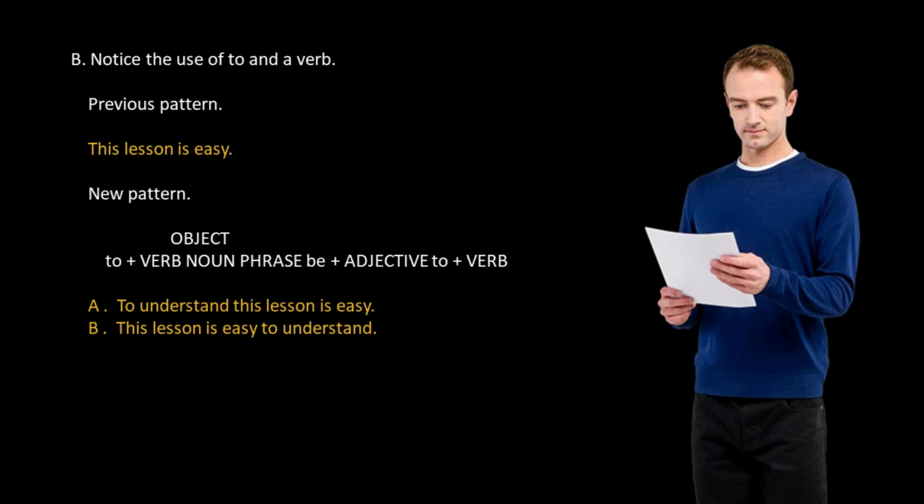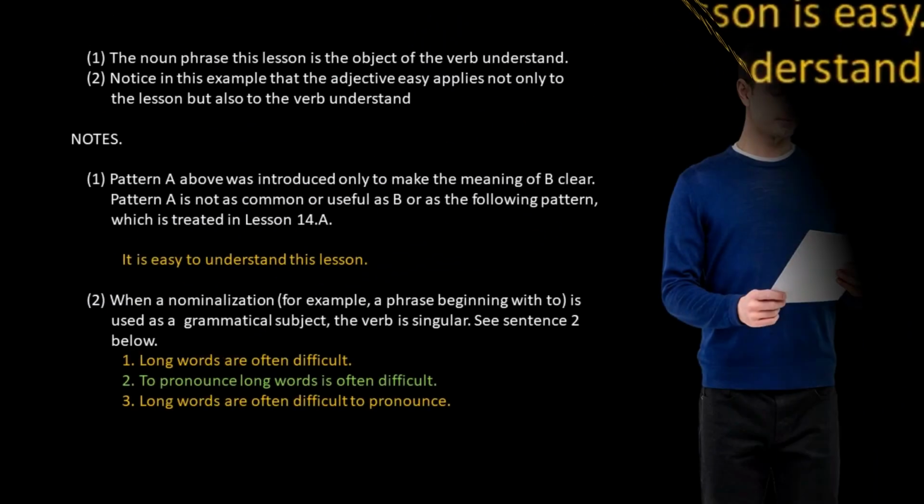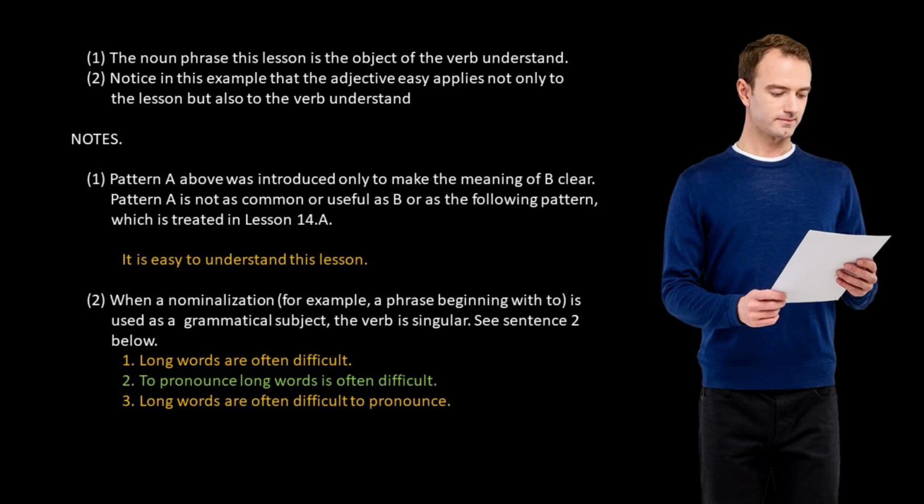Notice the use of to and a verb. Previous pattern. This lesson is easy. New pattern. A. To understand this lesson is easy. B. This lesson is easy to understand. The noun phrase, this lesson, is the object of the verb, understand. Notice in this example that the adjective easy applies not only to the lesson, but also to the verb understand.